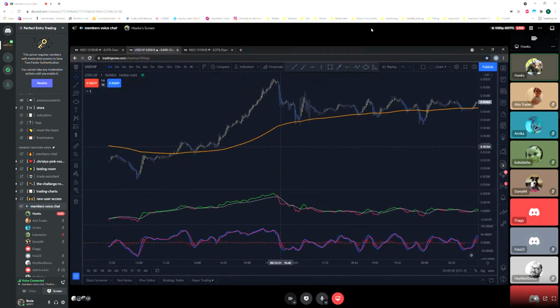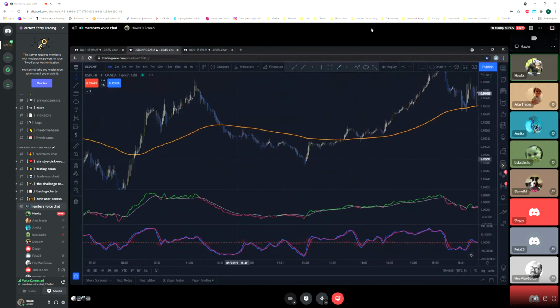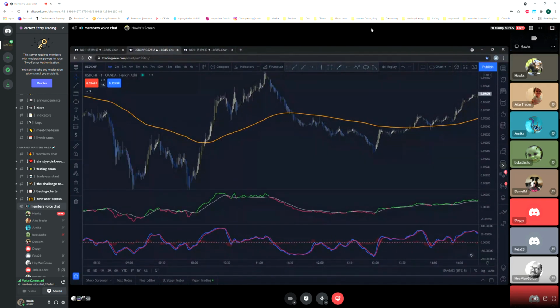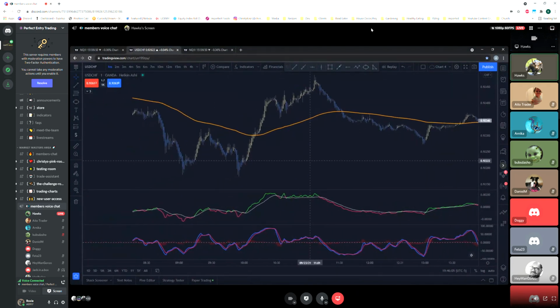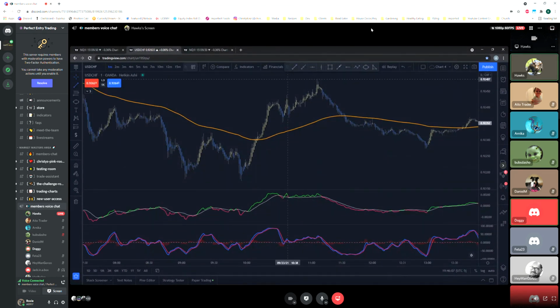But what are some patterns that you found recently that you don't really see every day? There's quite a few. Here's a really nice obvious divergence right here, and then this one went straight down.